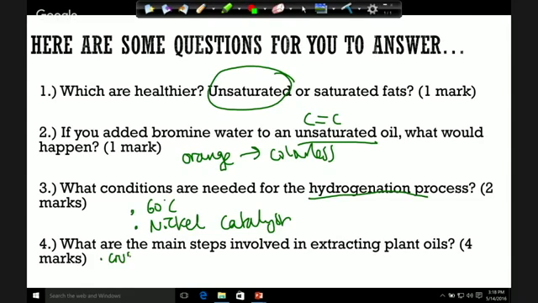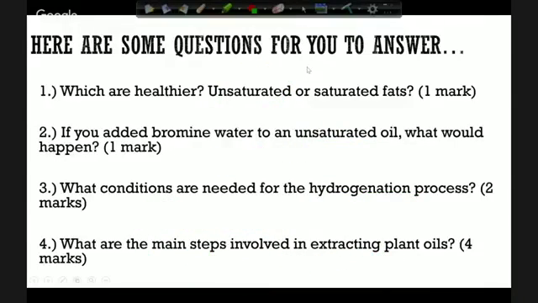You've got crushing, and then pressing, and then you can have filtering, and you may need that final step of distillation if you need to purify that oil as well after that process. So very well done for those. We're now going to move on to emulsions.